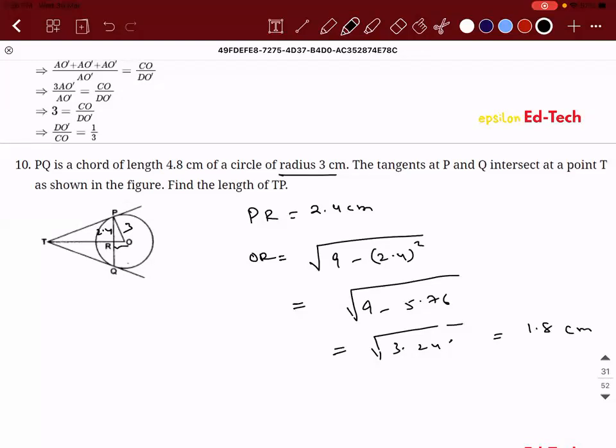But what do we need? We need PT. So for PT, the other right angle triangle that we can consider is right angled at point P. If I take this as R and this as T, so PR is 2.4. PT is what you need to calculate. How much is RT, guys? Is RT given to us? No. So how do you find RT?